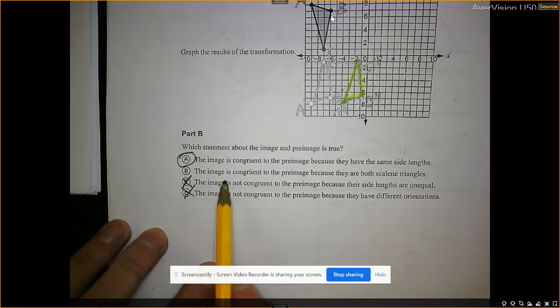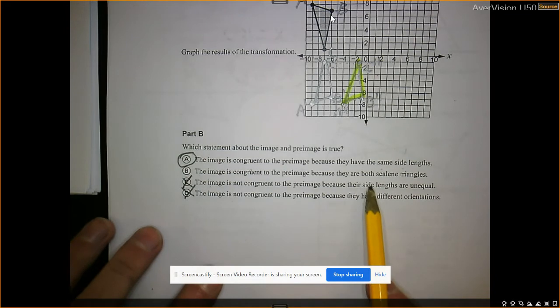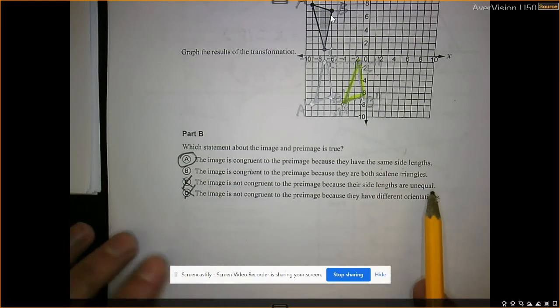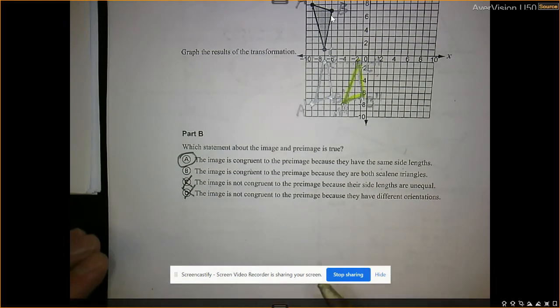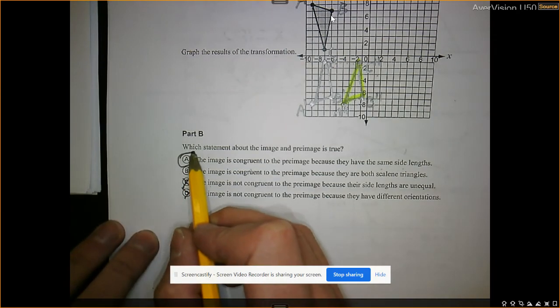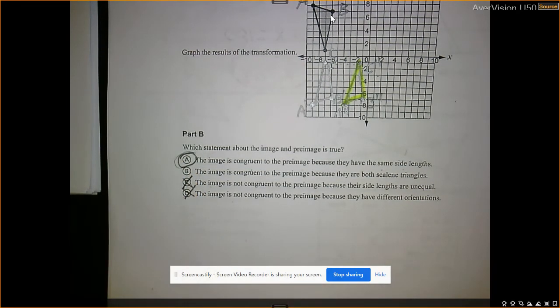B is not correct because they say the image is congruent to the pre-image because they are both scalene triangles. Okay, that may be true, but that's not why they are congruent. Not all scalene triangles are congruent, so that's why A is our best answer.